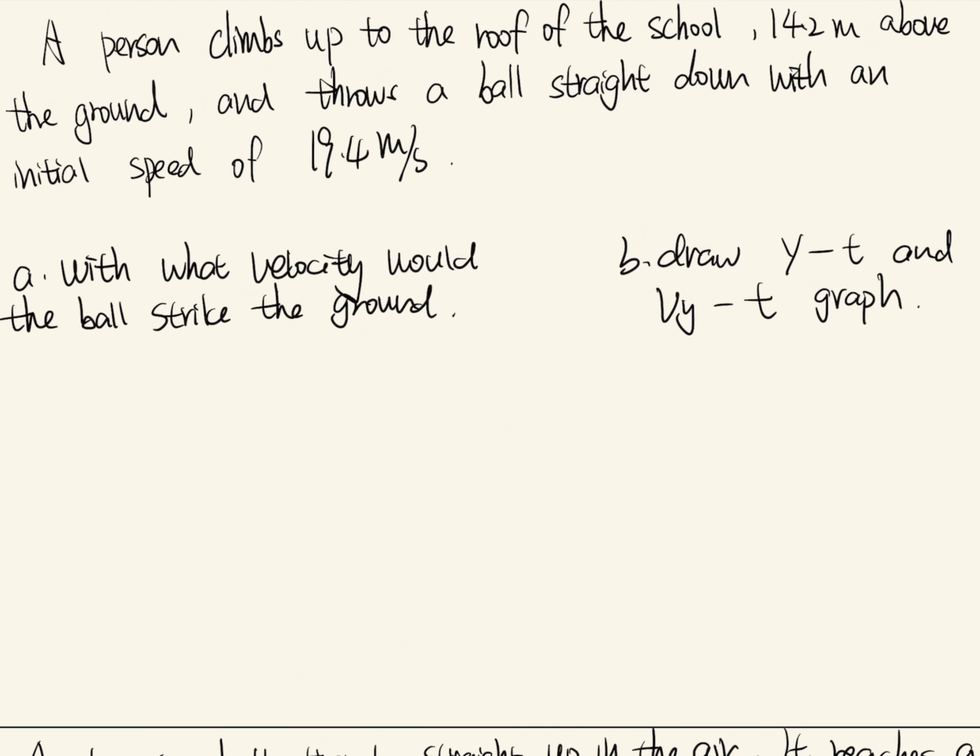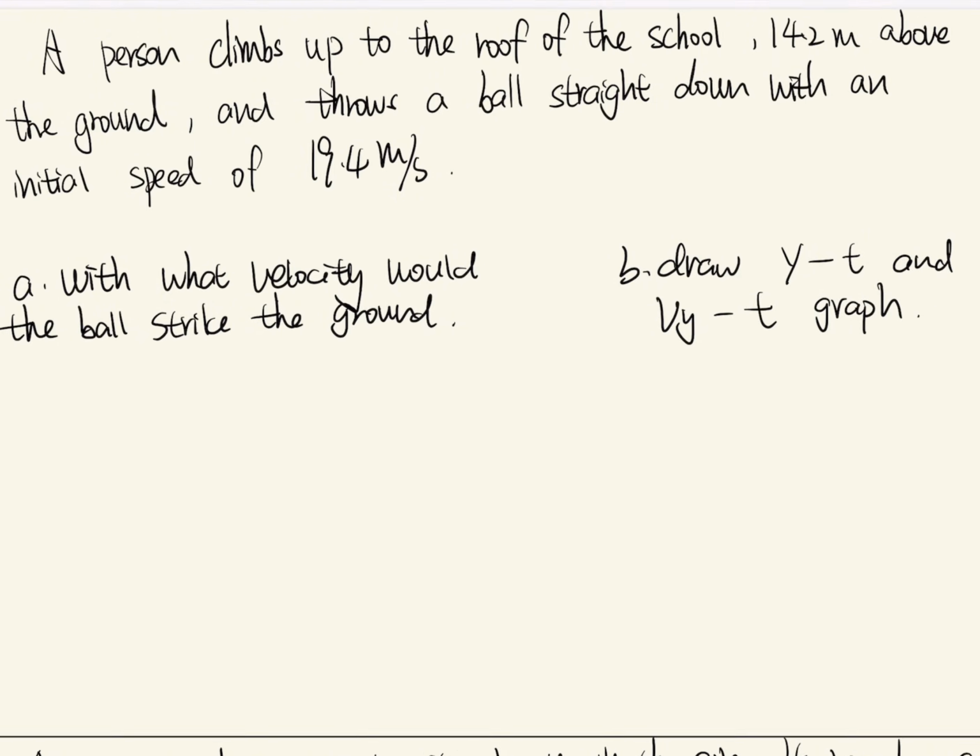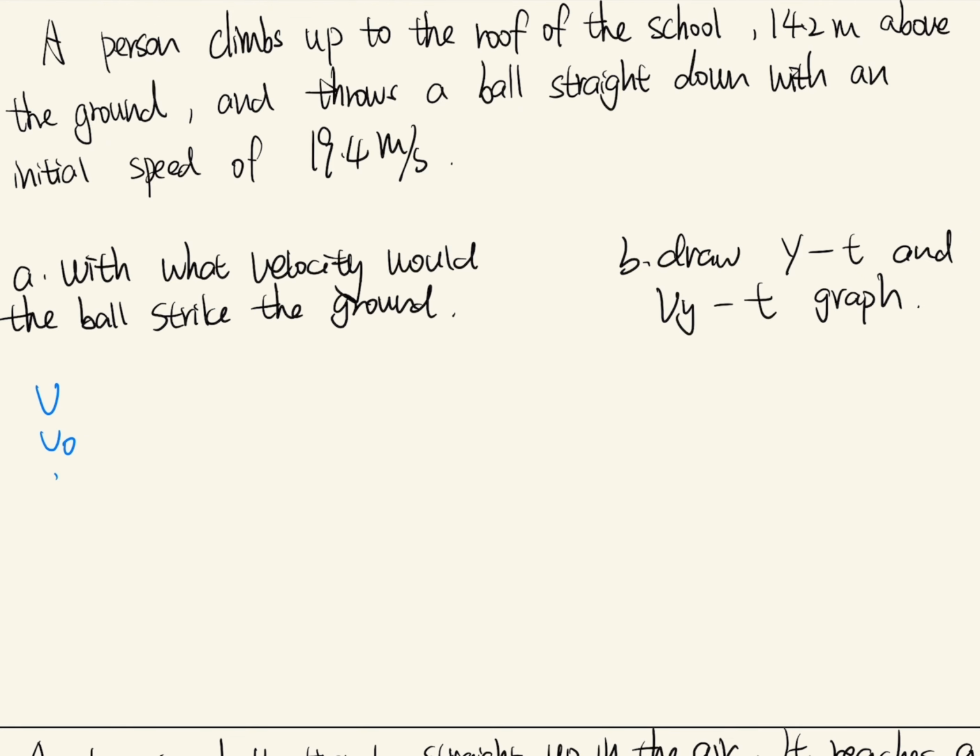So first of all, we need a given list. We know 14.2 meters is the displacement. It's in free fall, so negative 9.8 meters per second squared. By the way, since it's going down, the displacement is also going to be negative.